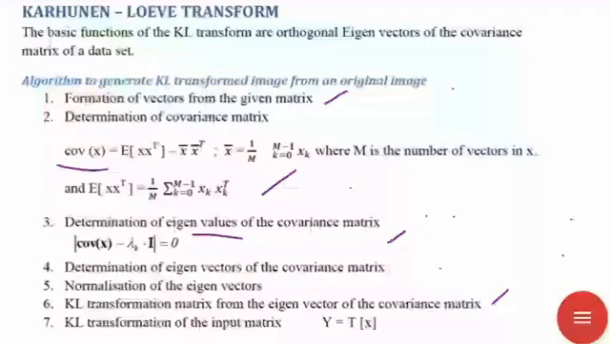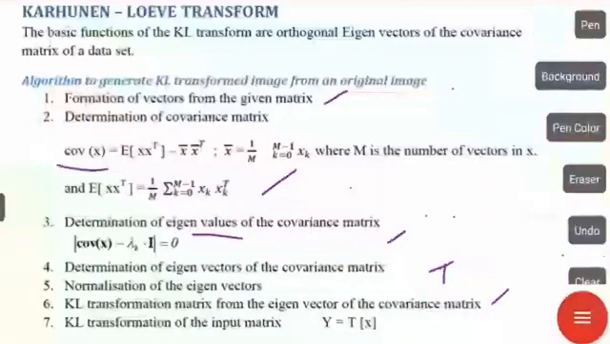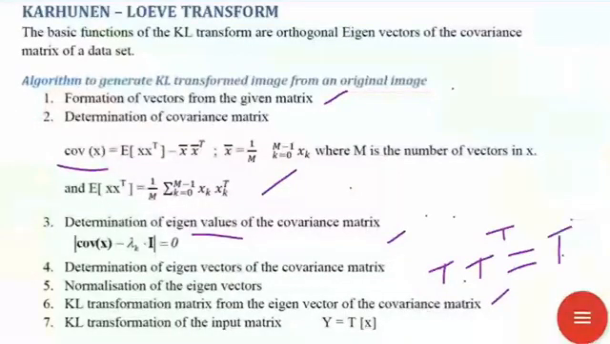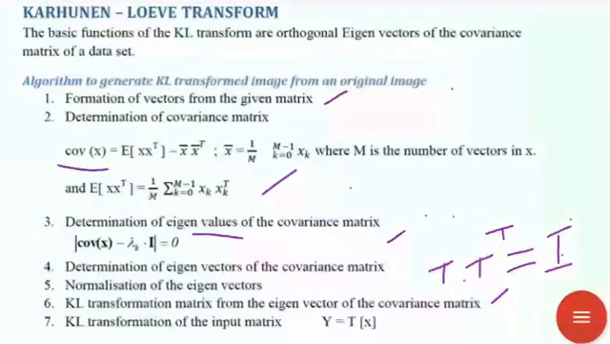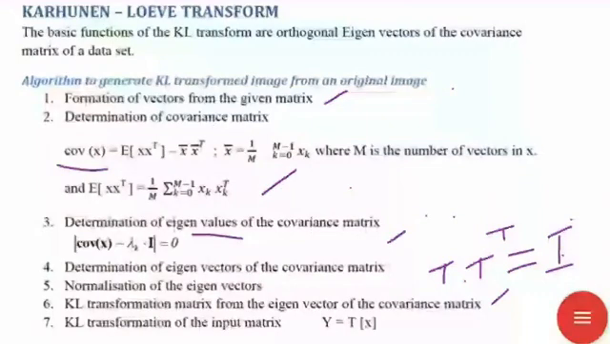So here perform T T transpose, which should be equal to I. The symbol for the transformation matrix is T. Now multiply this with T transpose, and it should be equal to I. After getting this orthogonal transformation matrix, multiply this matrix with the given input image, then you can get the transformed domain representation of the input image, that is Y.